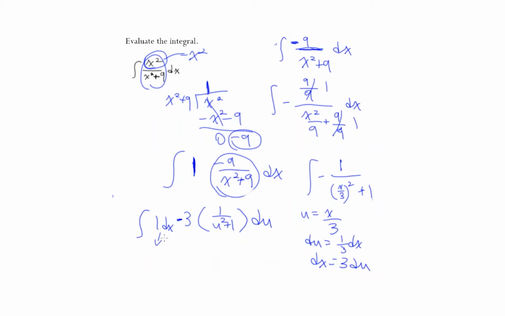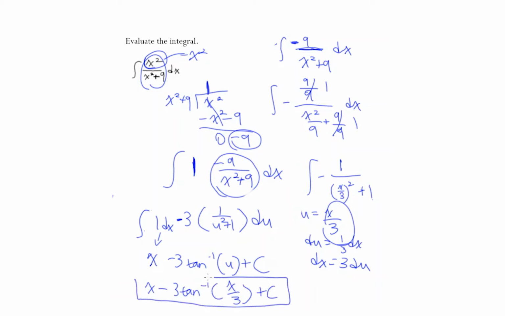And so let's solve that part first, since it's the easiest. Antiderivative of 1 is just x. And then negative 3, and as we stated earlier, 1 over u squared plus 1 is tan to the negative 1. And then plus c, because we don't have any bounds, so there's no numbers here or there. And then we have to replace the u with what we originally substituted out for. So that's x minus 3 tan to the negative 1 of x over 3 plus c, and that is going to be our final answer.